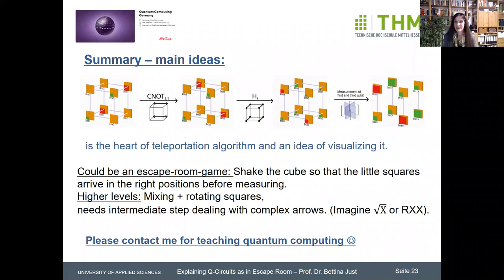We have a LinkedIn group. It's called Quanten an HAWen, and it's really work in progress. It's not very much published. I think apart from lectures at the THM, this is the world first time to present the method.